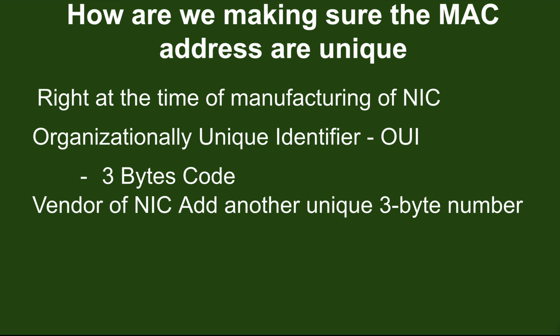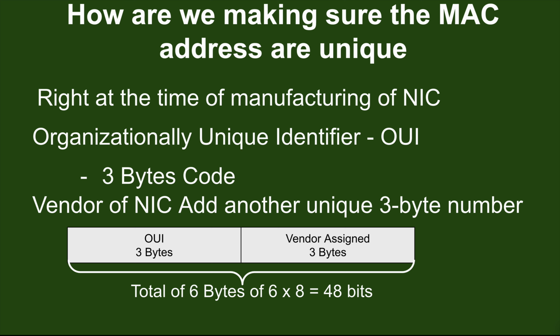Now what happens is, once I as a vendor get the 3-byte code, I add on top of that another 3 bytes whenever I create a MAC address for my NIC card. So it is a 3-byte organizational unique identifier and a 3-byte vendor-assigned number for that NIC card. That is how it makes 6 bytes, or when you convert bytes into bits, it's 6 times 8, which is a 48-bit unique identifier assigned to a MAC address.